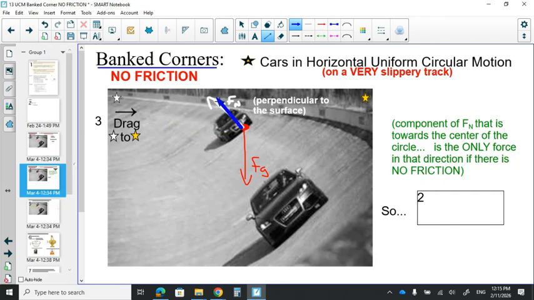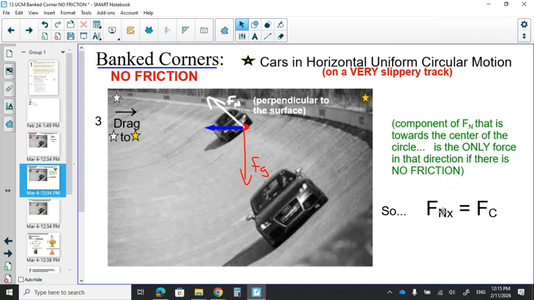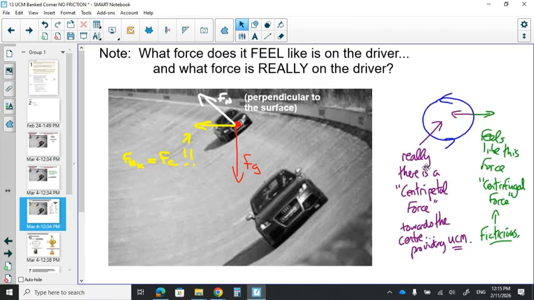The only force is really the normal force, right? There's no friction or anything happening. And so really the component of that normal force must be the centripetal force, right? It must be the force that's needed to be in that circular motion. So there we go, just like that. We've got a yellow version of it now. Really, it's a centripetal force.